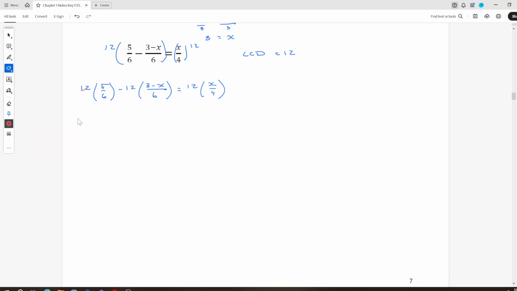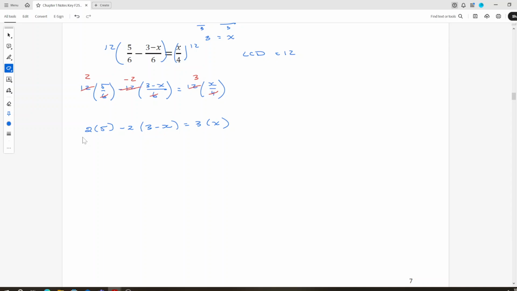Why am I doing this? Because now 12 divided by 6 is 2. Negative 12 divided by 6 is negative 2. 12 divided by 4 is 3. I am left with 2 times 5 minus 2 times 3 minus x is equal to 3 times x. I've turned it into a nice simple linear equation in one variable with no fractions.